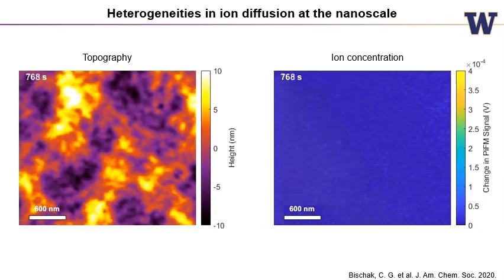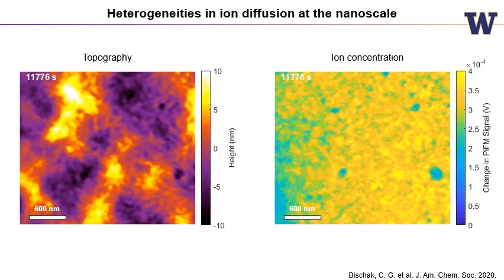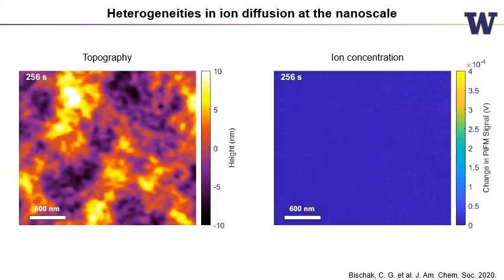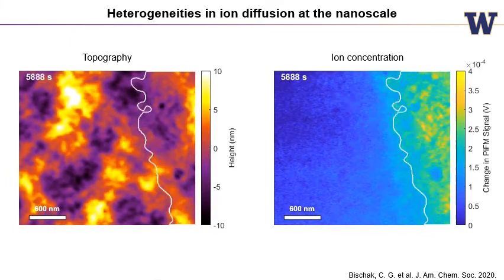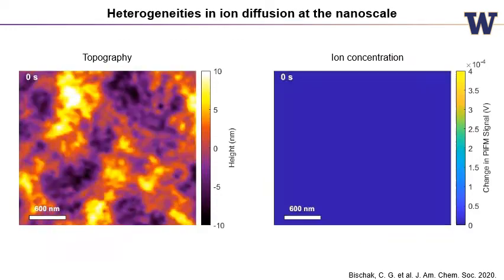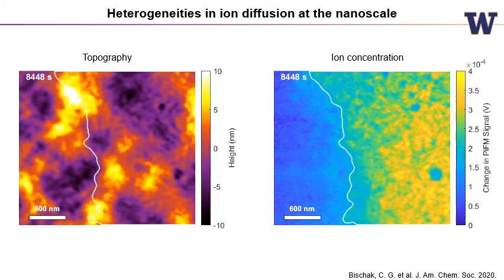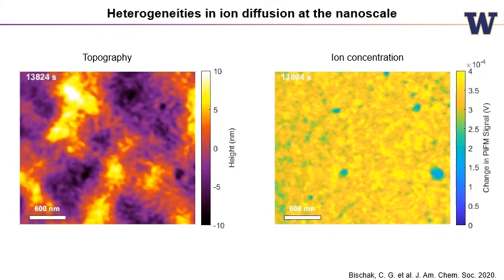So if we zoom in a bit more, now we're looking at a field of view that's only about 3 by 3 microns, and I played this movie again. Now you can start to see that this ion migration through the film is fairly heterogeneous. And so we're still exploring this a bit more to try to understand how ions move through crystalline and amorphous regions of the polymer.